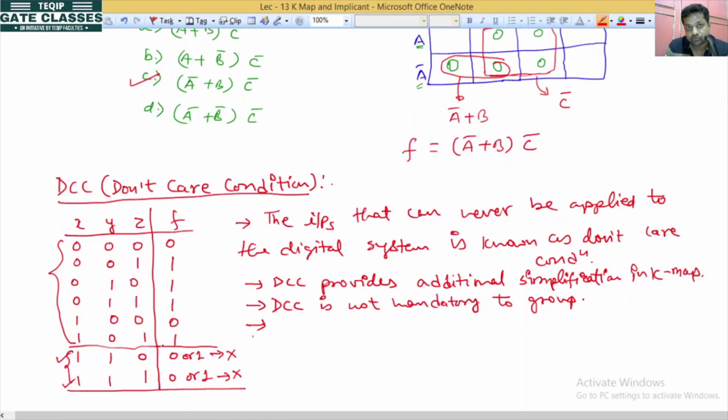Whether you apply min term or max term, DCC will be the same. So DCC will be the same for min term and max term expression. So the DCC value will not change whether it is min term or max term.